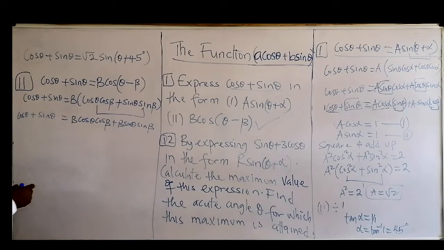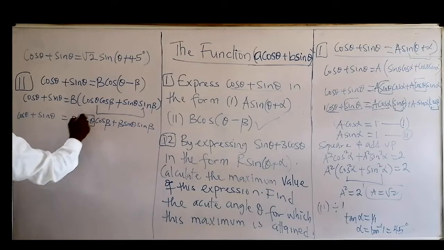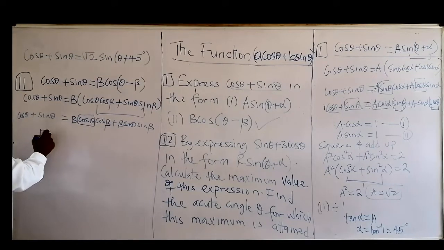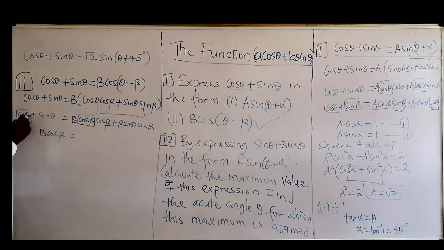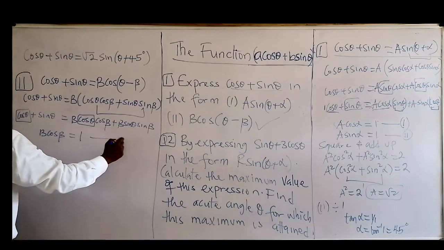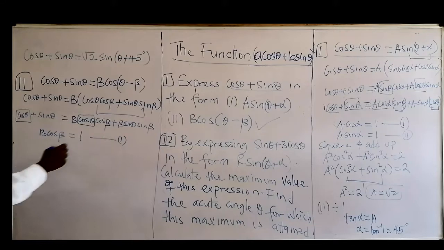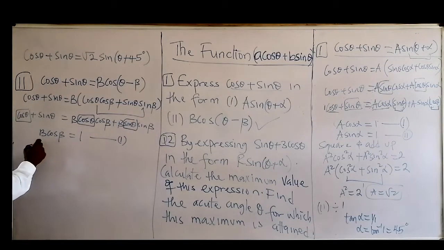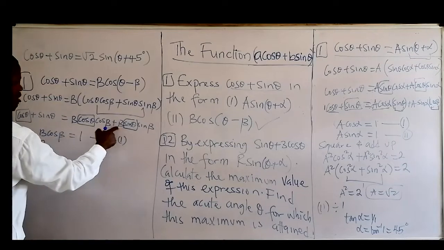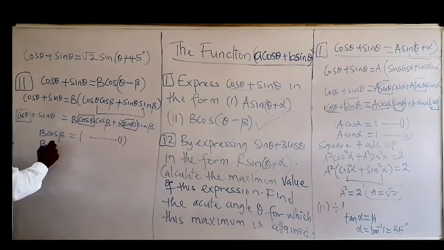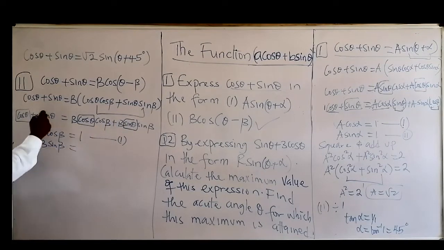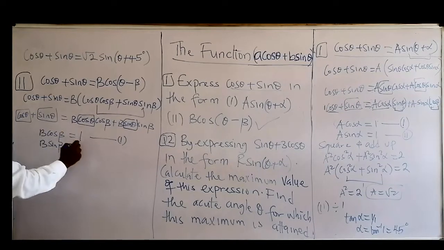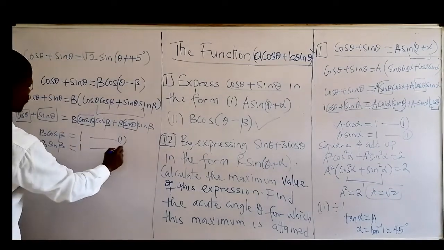Equate the coefficient of cos theta, which will be b cos beta. The coefficient of cos theta here is 1, according to question 1. Then equate the coefficient of sine theta, which is b sine beta, and the coefficient of sine theta here is also 1.